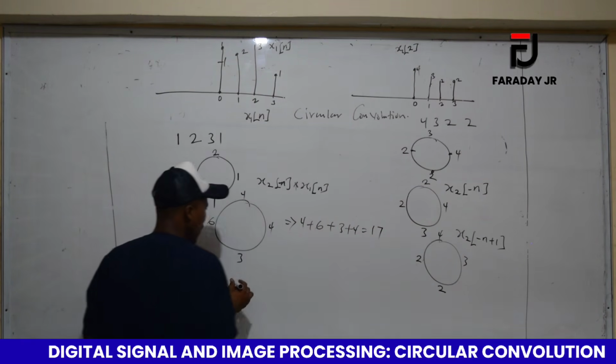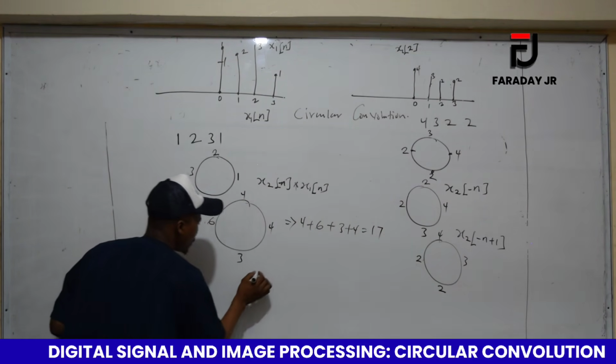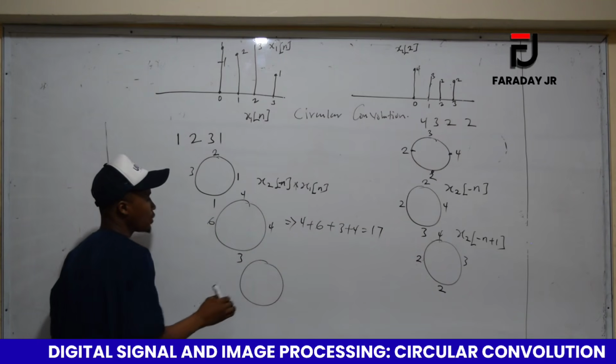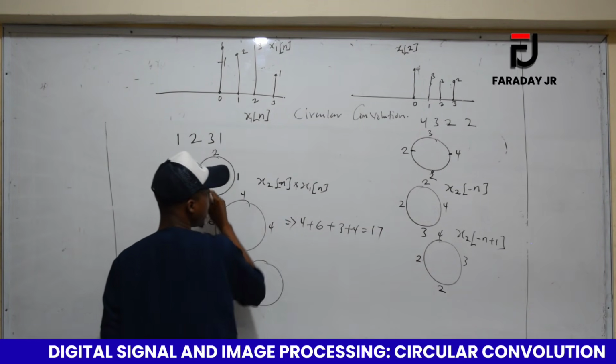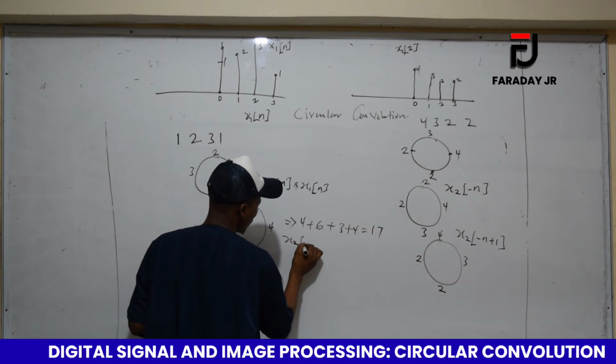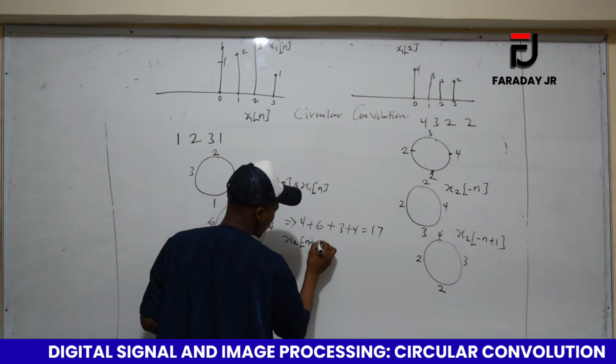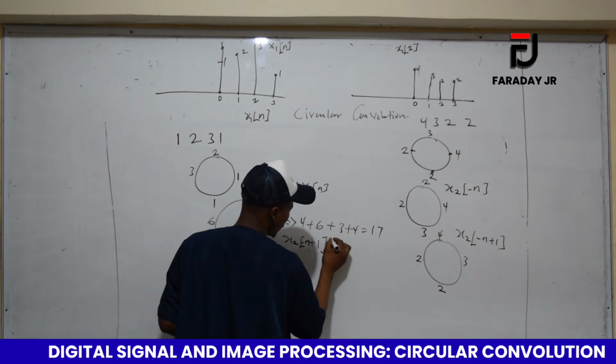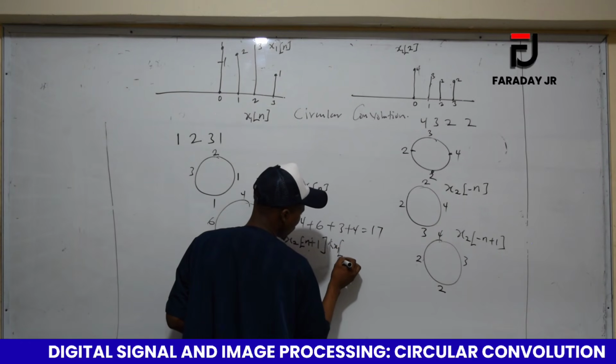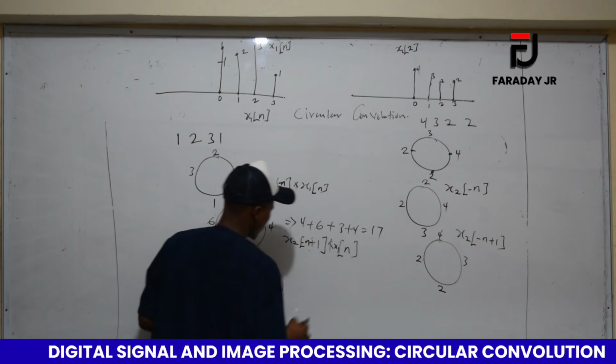So after that, we now come here to the other signal. And now come and multiply the signal by this. We know the general formula. So this one will be x2 of minus n plus 1, convolving with x1 of n. Very good.